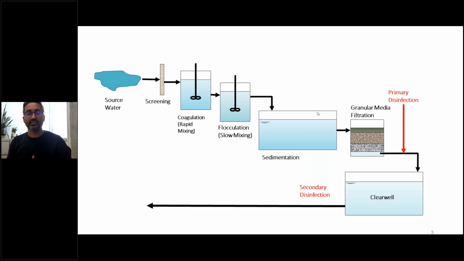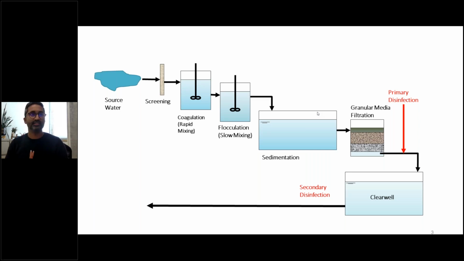You might have coagulation where you're introducing a chemical and rapidly mixing it around to destabilize any particles that are kind of stable. And the idea is that when you destabilize them, it'll allow you through flocculation, slow mixing, to allow these small particles to come together, agglomerate, form larger flocs. Those flocs can then settle out in a sedimentation basin, and anything that hasn't been settled might get carried over to a filter of some sort.